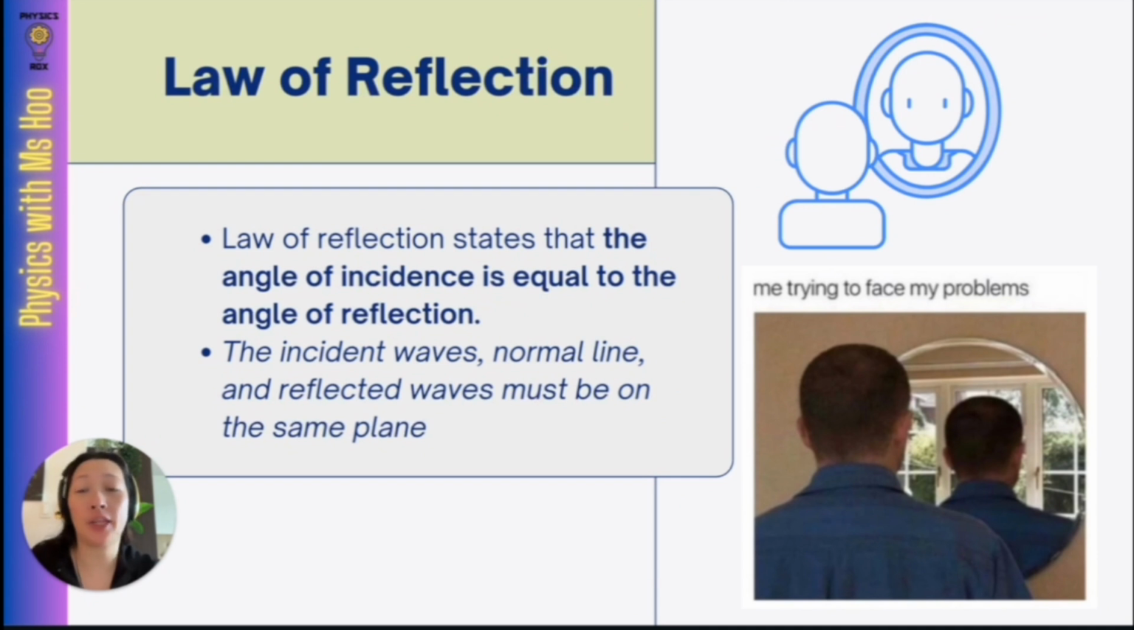The law of reflection states that the angle of incidence is equal to the angle of reflection. This is provided that the incident waves, normal line, and reflected waves are on the same plane to be able to measure the angle of incidence and angle of reflection.